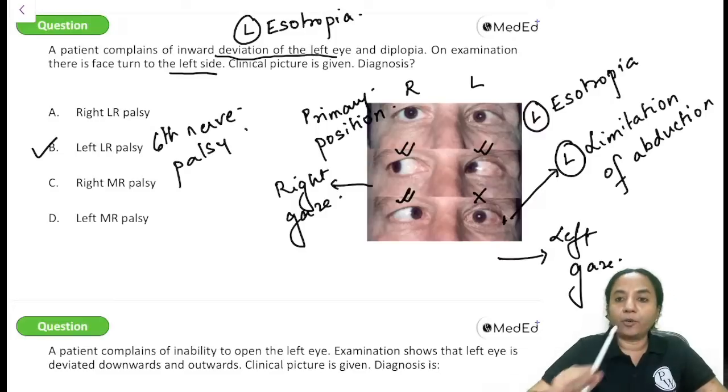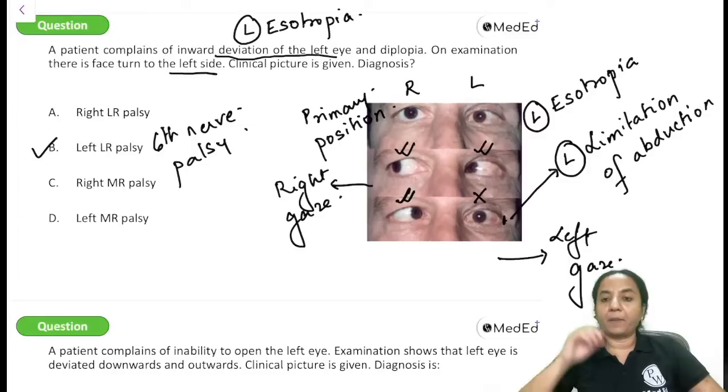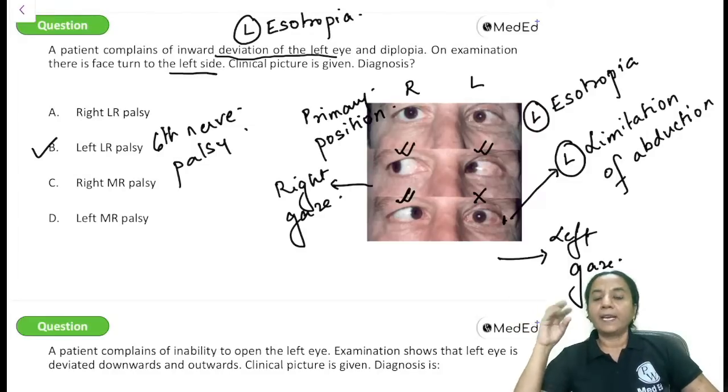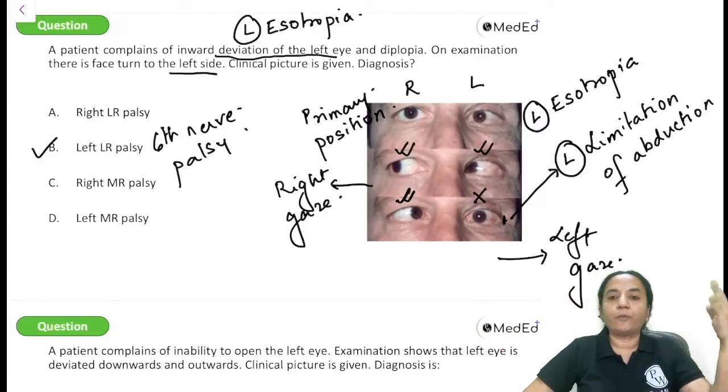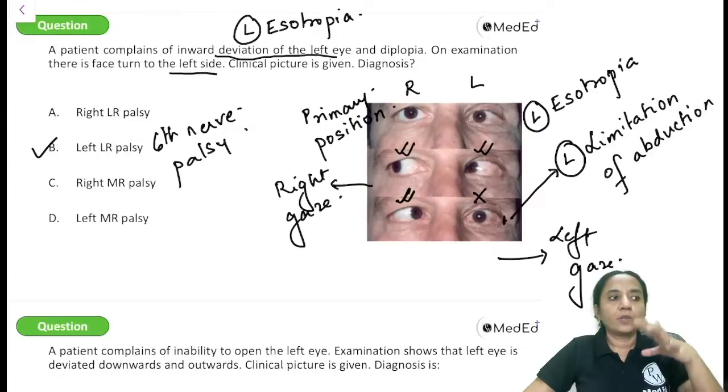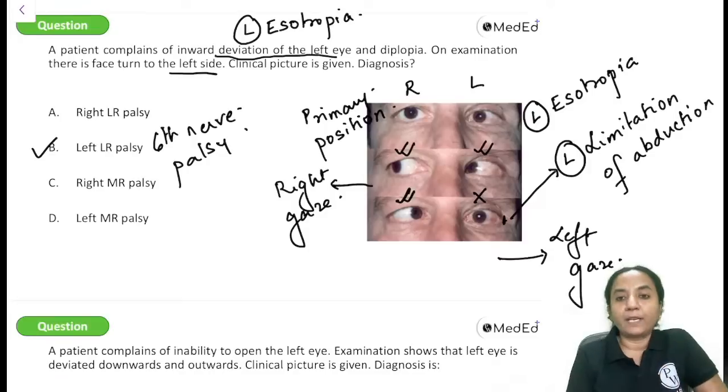I hope this is clear to you now. ये MR palsy नहीं है, it is LR palsy. It's a paralysis of the lateral rectus. So when the lateral rectus is paralyzed, the abduction becomes weak, as a result of which the eye is deviated inwards. So there is limitation of abduction and there is esotropia. And because of this, there is a face turn also to the affected side. So that's what you can see here. So in LR palsy, there is a face turn to the affected side. Right? Chalo, let's go to the next question.